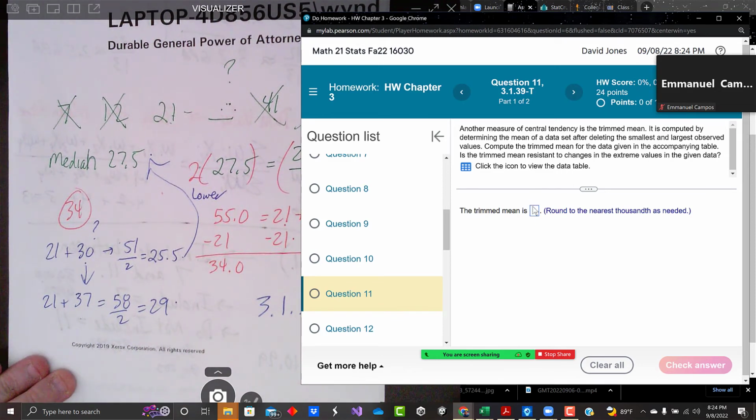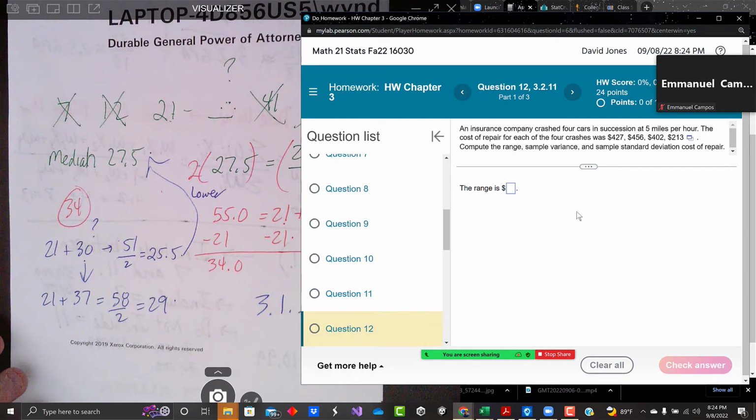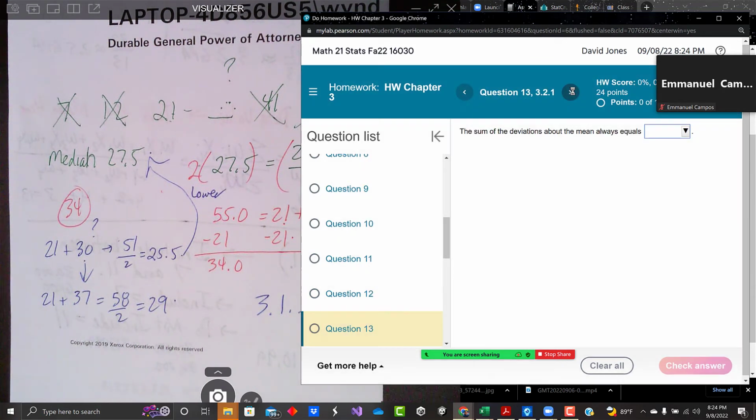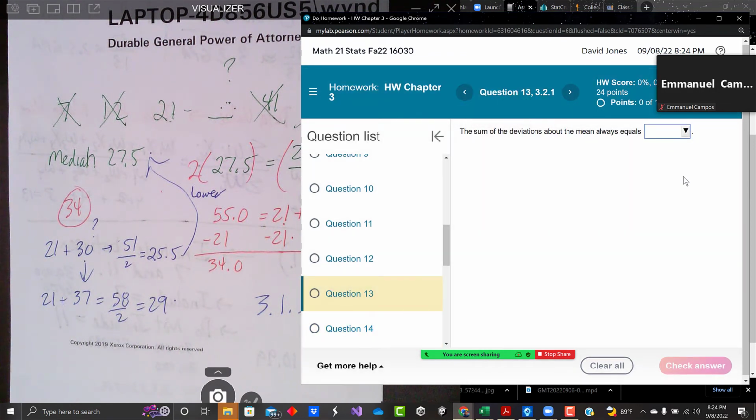It's shaving off some of the outliers to calculate a different mean. It's a pain in the butt. That's not the one I was looking for. That's a good question, though.